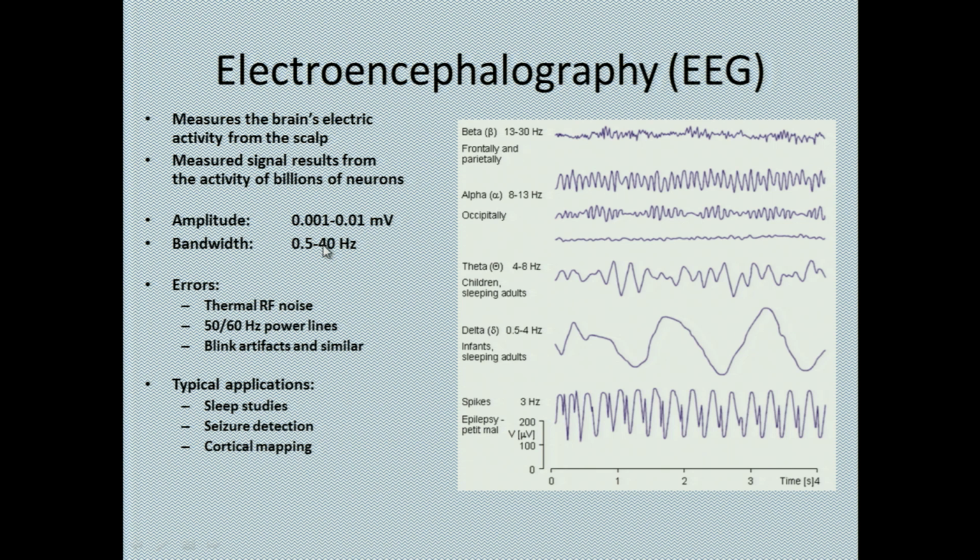So here also you will have 50-60 hertz power line interference, thermal and RF noise interference, and then blinking. If you blink, it will also show up. So when you do all this tomorrow, you have to be very careful. Stand still. We will have 2 people in each group, so that one person is the subject and the other person does the measurement. And then typical applications are sleep studies, like snoring, and some people will not have it.